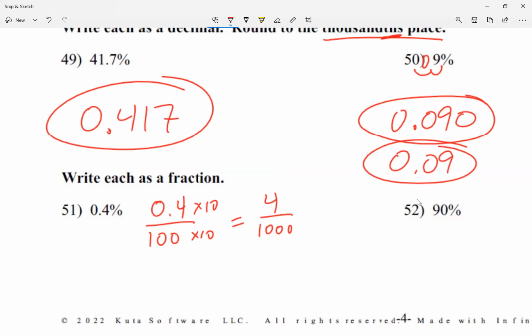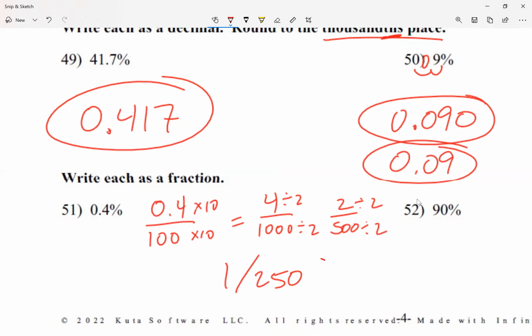Now simplify if possible. Okay, they're even. So I'm going to say I could possibly divide by 2. So that gives me 2 over 500. And ask yourself, can you do better? Yes, I still have 2 even numbers. Let me divide each by 2. So my answer will be 1 over 250. Now on this one, I cannot simplify more, so that's it.